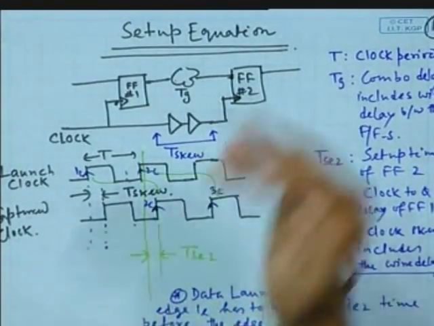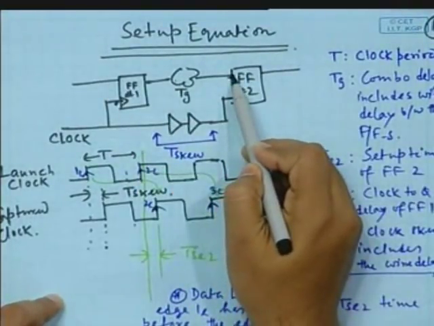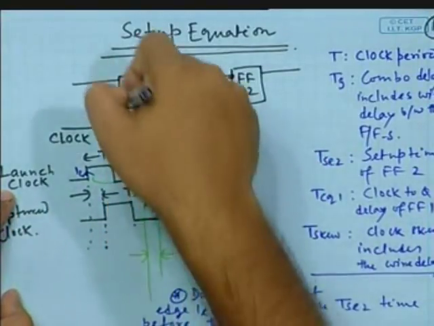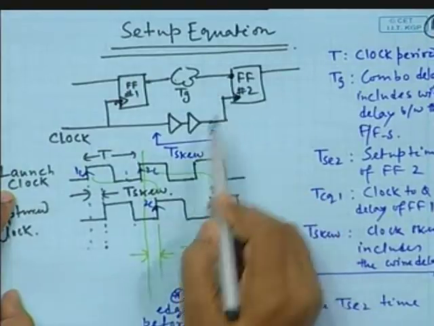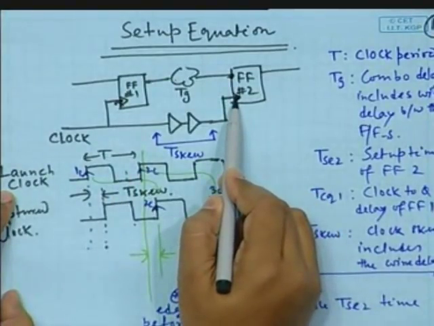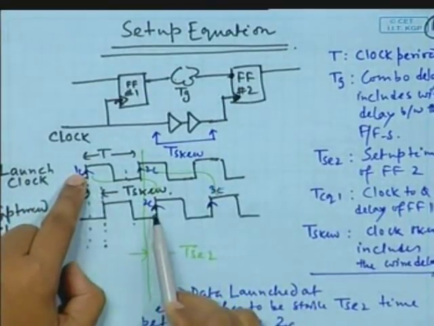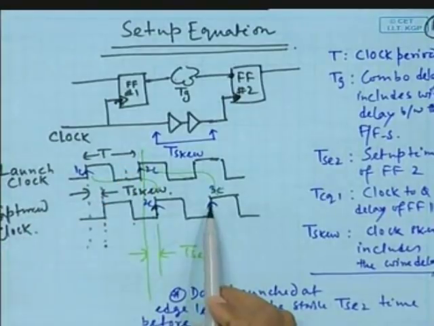Launching means you are throwing the data. You are throwing the data from this flip-flop and you are capturing it here. So launching clock is this point, and capturing clock is this point. I've drawn the figure at this point. So when you are launching by this edge, this has to be captured by this edge. Launching by this edge, this has to be captured by this edge.